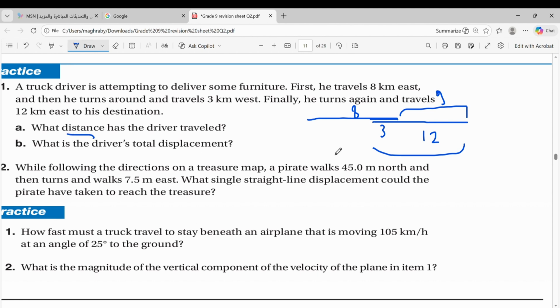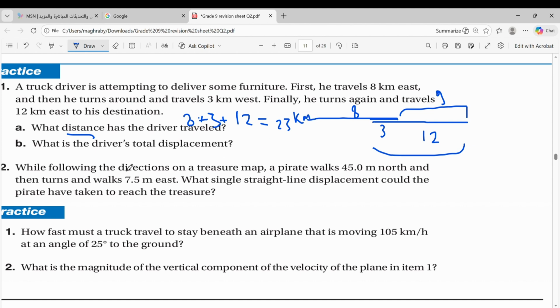So at the beginning he covered 8 kilometers, then 3. So 8 plus 3 plus 12. Sorry, because I'm writing with the mouse. This is the total distance that he covered. So the answer will be 23 kilometers.